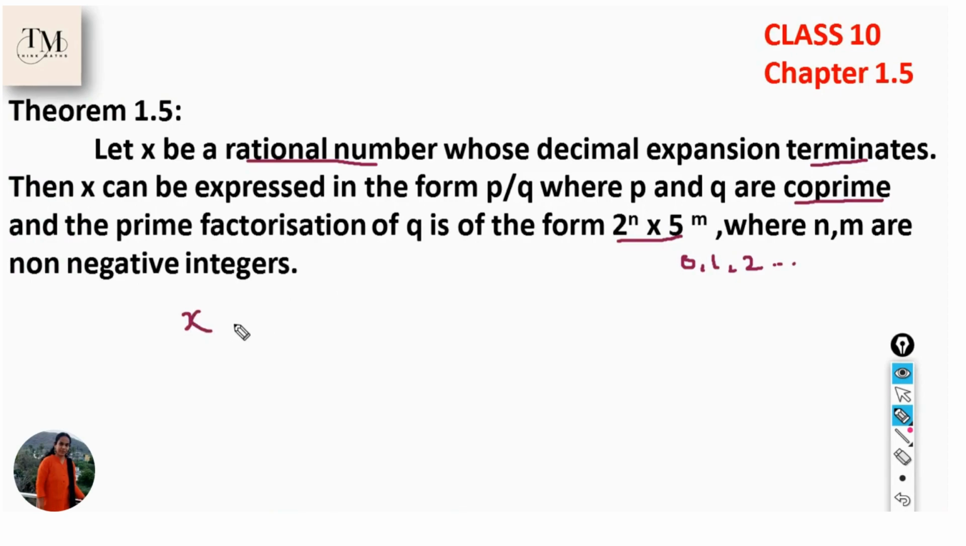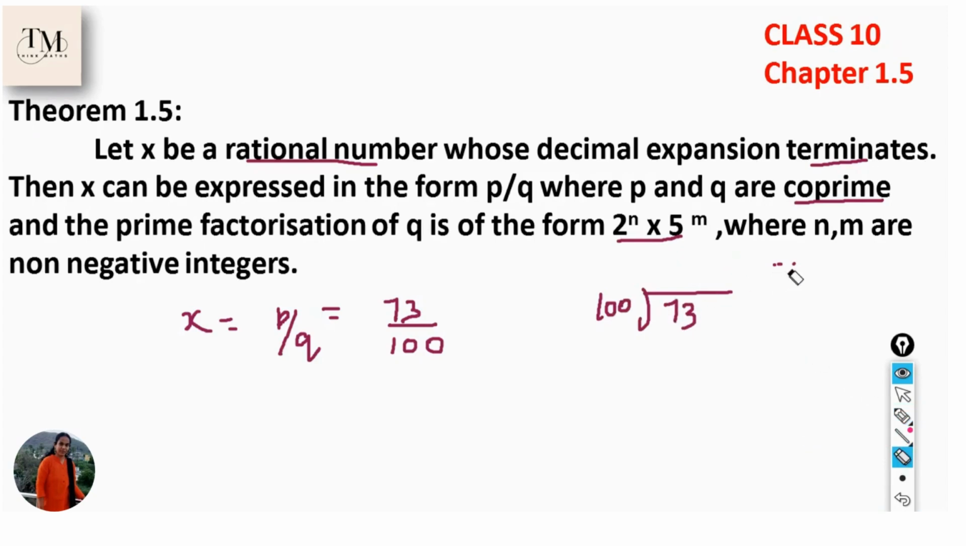Suppose x is equal to p by q, that is, x is a rational number. I take the rational number as 73 by 100. First let us check whether this rational number is of the terminating form. Let me divide 73 by 100. This 73 is not divisible by 100, so I add one 0 here and put a point here.